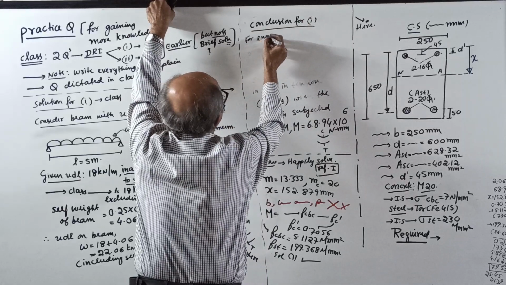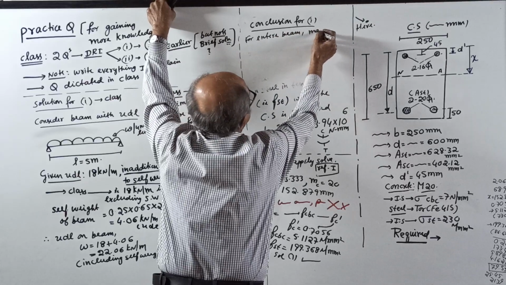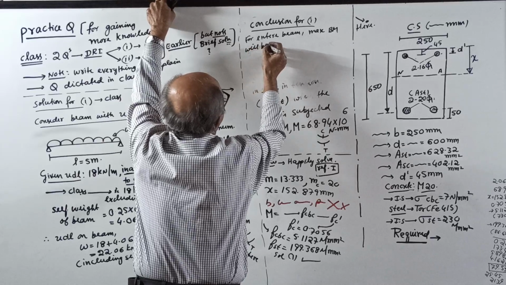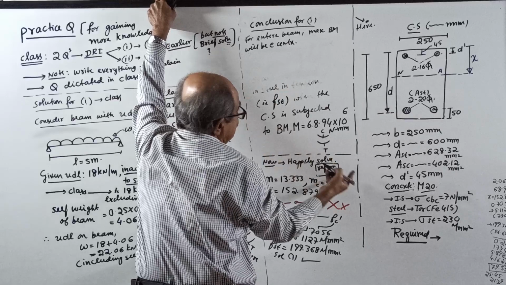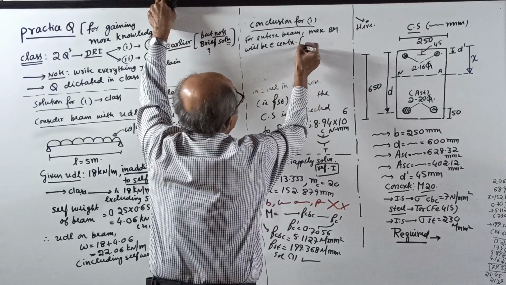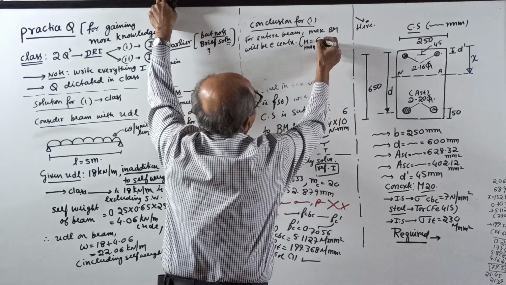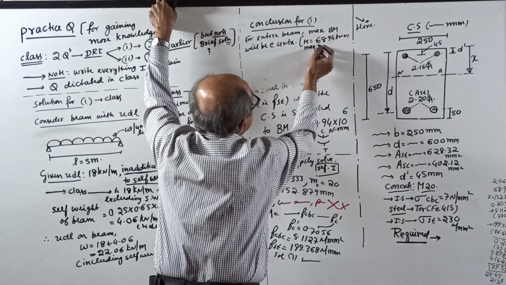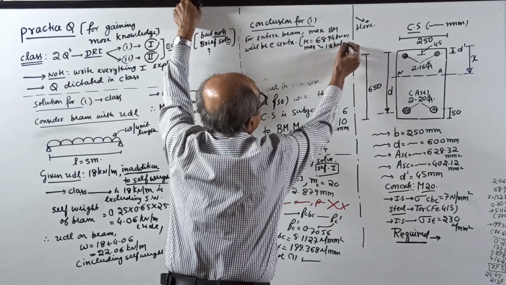For the entire beam, maximum BM will be at center. And how much you can write here, M max equal to 68.94 kilonewton meter when the beam is loaded by external UDL of 18 kN per meter.